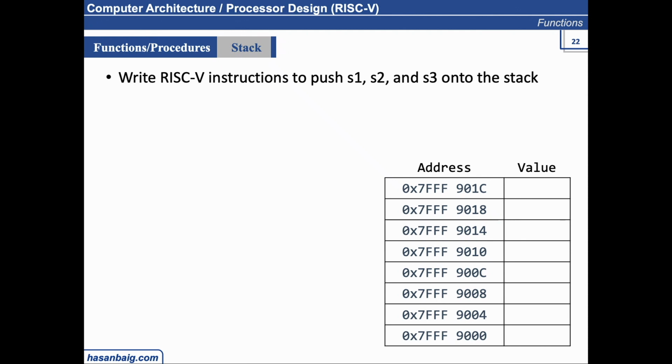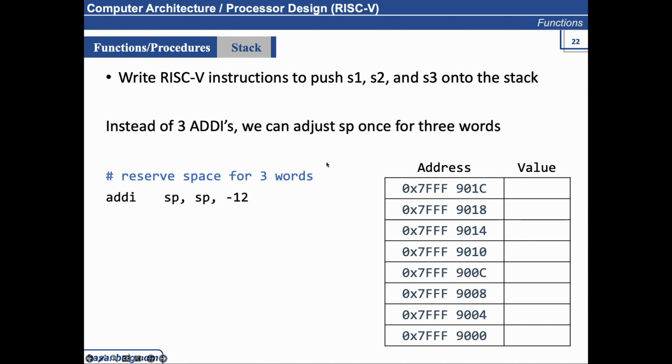If you have to push S1, S2 and S3, we have seen that once we require a push, we need 2 instructions: updating the SP pointer and pushing the data with the help of SW. So for S1, S2 and S3, yes, 6 instructions ideally. But to avoid executing redundant instructions, we can perform the addition for the stack pointer all at once.